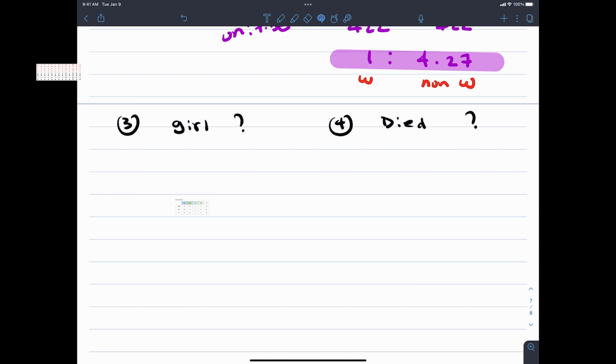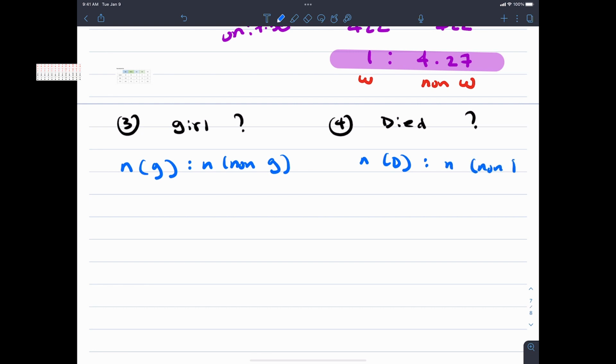What about the next one? The number of what? Girls to the number of non-girls. Number of girls to number of non-girls. And here, the number of people who died to the number who did not die.